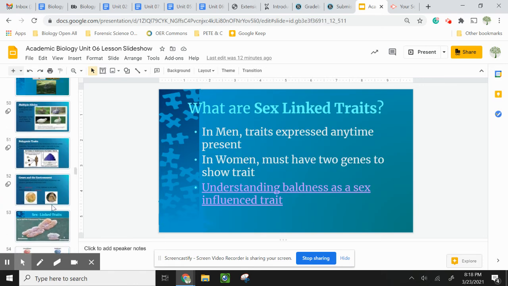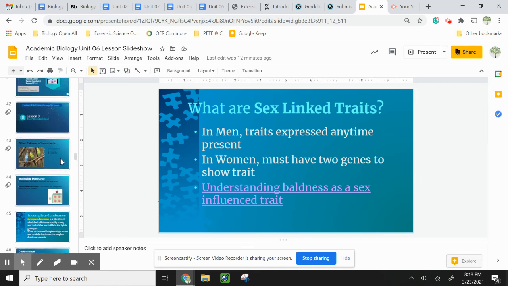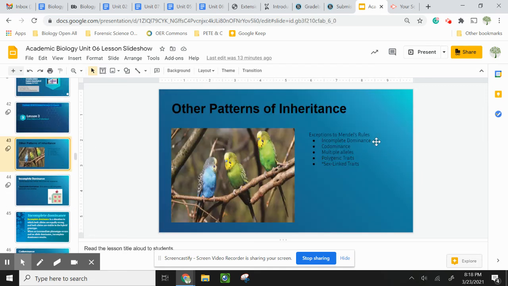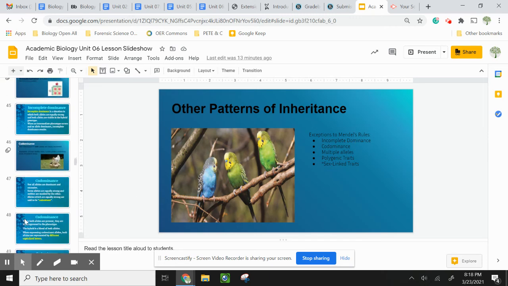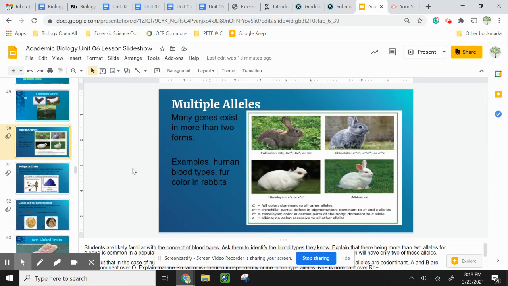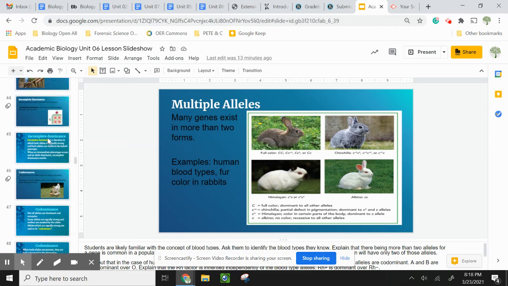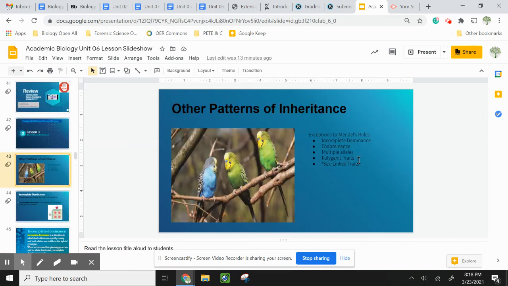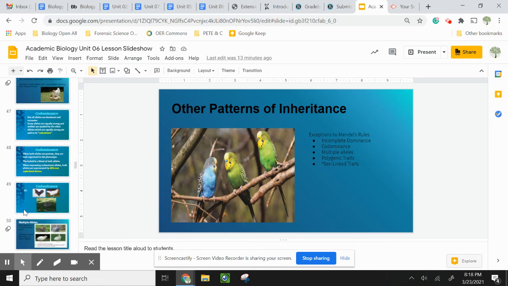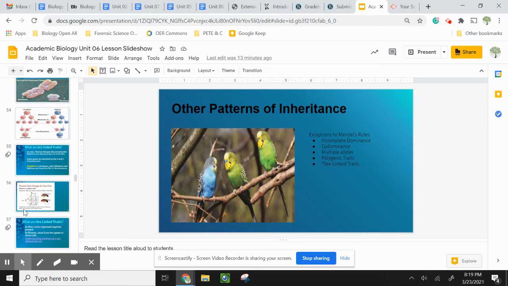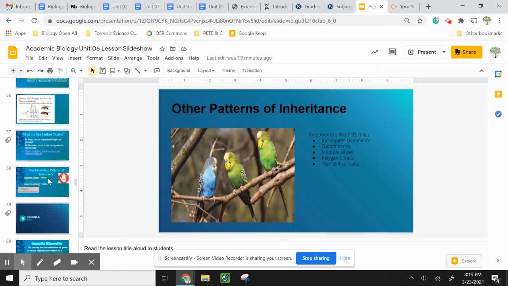Okay, so those are our four exceptions to Mendel's rules. Incomplete dominance, think paint can. Co-dominance, think speckled hen or sharing. Multiple alleles, think about the fur color of bunnies, different types of variation. Polygenic traits, look at the prefix there: many genes control one trait. And sex-linked traits, think about traits that are only passed on the X chromosome, and that makes them typically more prevalent in male members of the species.